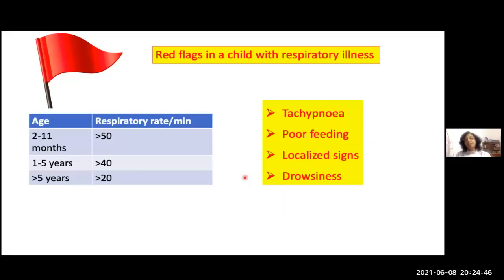So what are the red flag features when you deal with a child with respiratory illness?